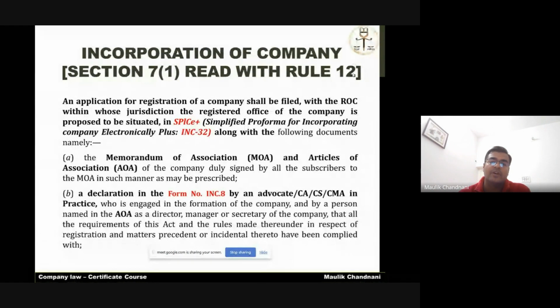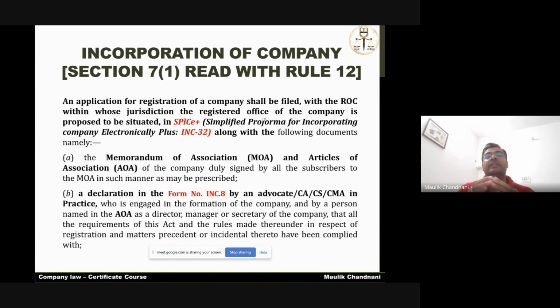We will be talking about Rule 12 of the Company Incorporation Rules. We will be reading the section and rules together. So it defines that you need to make an application for registration with the Registrar of Companies within whose jurisdiction the registered office is proposed to be situated.